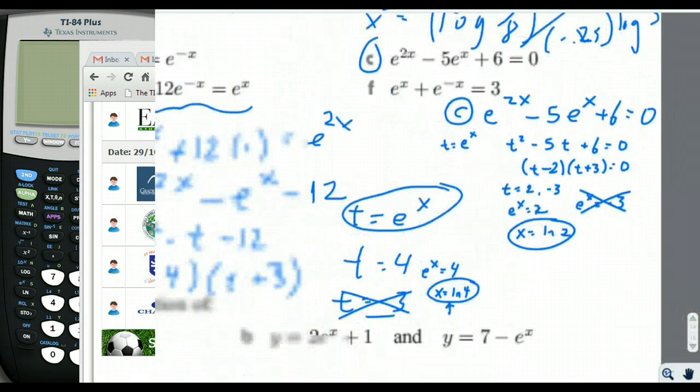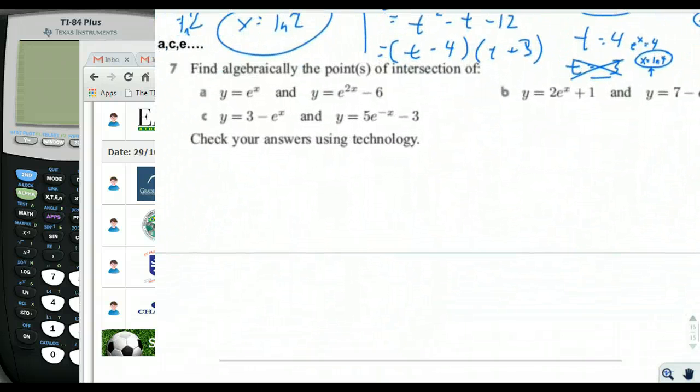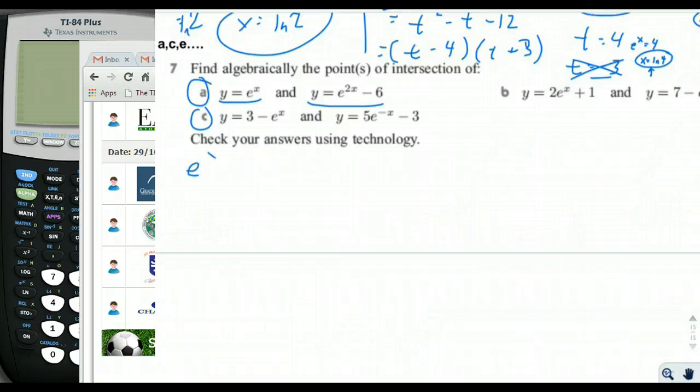Okay. All right. Last one. Find algebraically the points of intersection of, and we have 2 to do here. Okay, so the intersection of this and this. So if we want to find where they intersect, well, the y's and the x's are the same. So we set the y's equal to each other, and so then basically we can set this equal to this because the y is equal to each other. And then we'll subtract everything to one side.